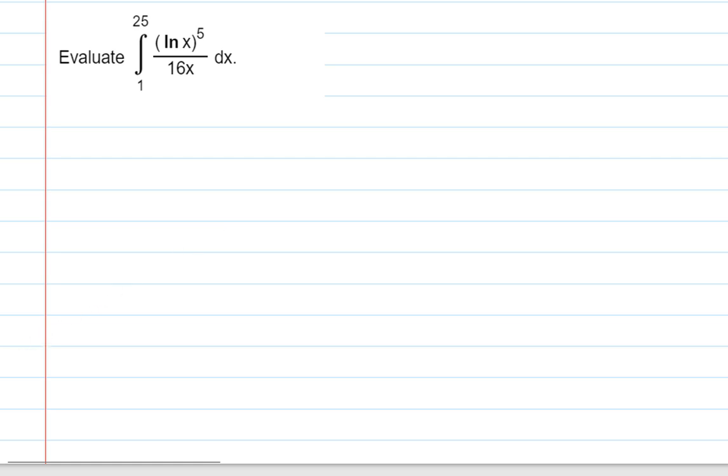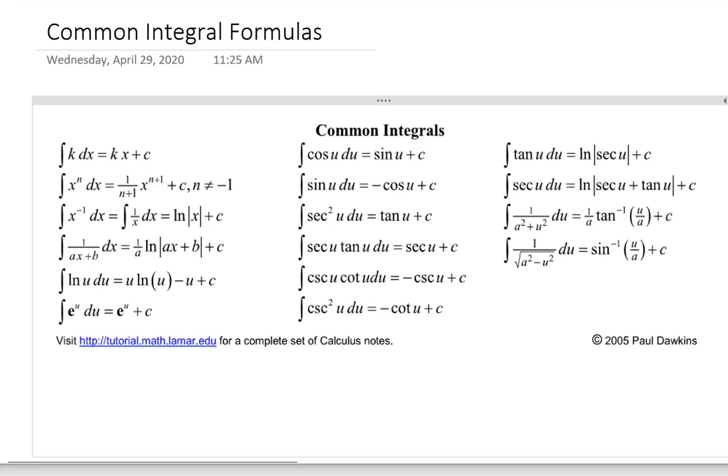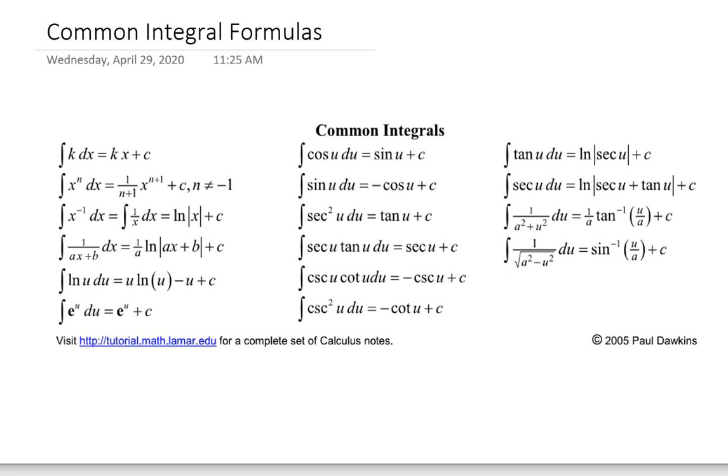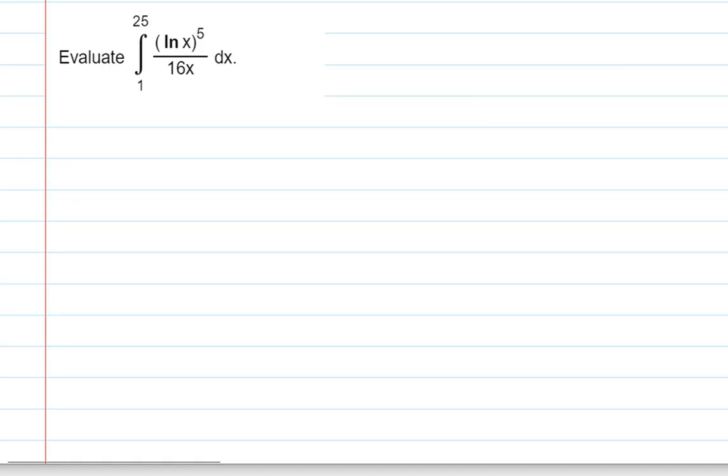a common integral formula. In your textbook or online, for example here, I found Paul Dawkins' very awesome complete set of calculus notes at tutorial.math.lamar.edu, and there are other places, of course. But when I look at this list, I don't see anything that involves raising a natural log to a power. In that case, this integral that we're trying to evaluate is not going to fit any pattern, so we're going to have to make some adjustments.